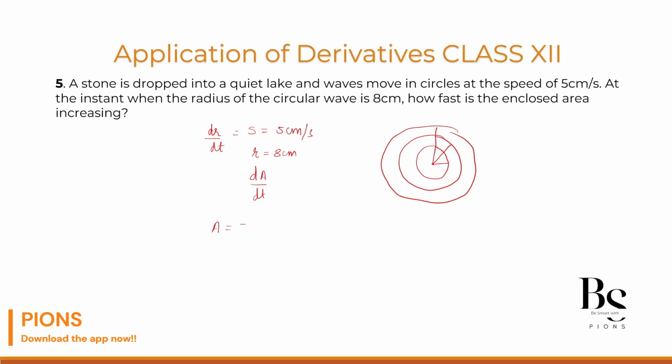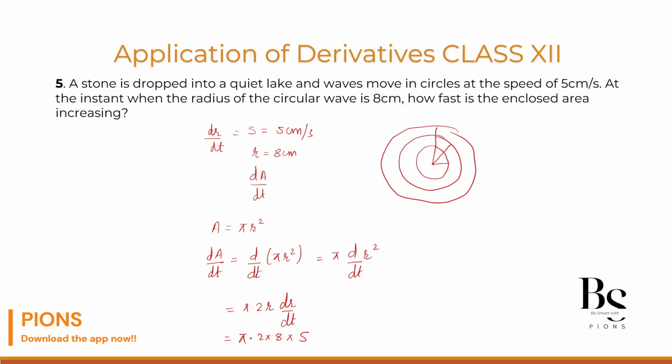So the area of a circle is nothing but pi r square. Now if you differentiate it, dA by dt will be equal to d by dt of pi r square. Correct? Now if I take pi out, it will be d by dt of r square, and the derivative of r square is 2r dr by dt. Now let's substitute the values of r and dr by dt. So what is our r? r is 8.